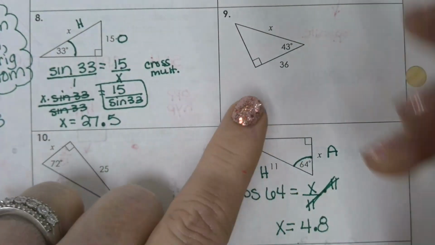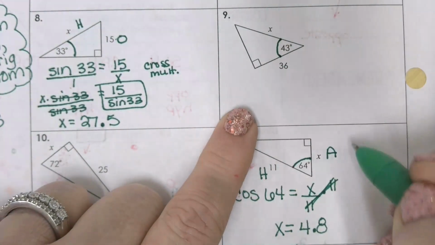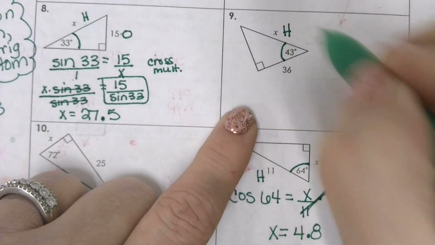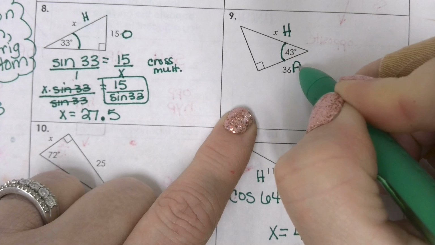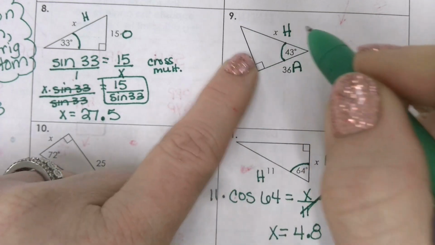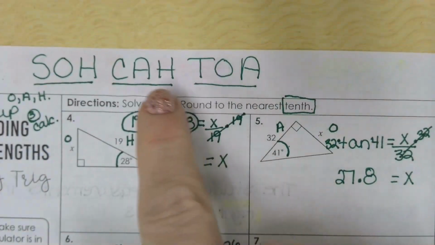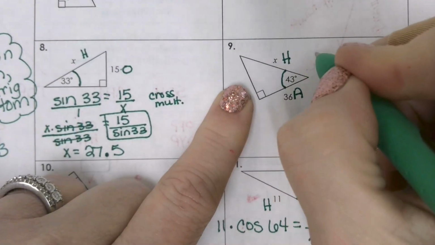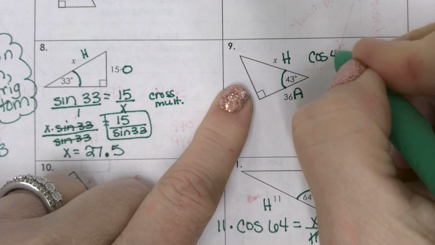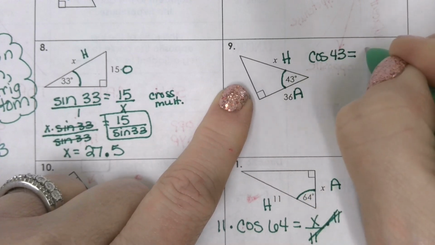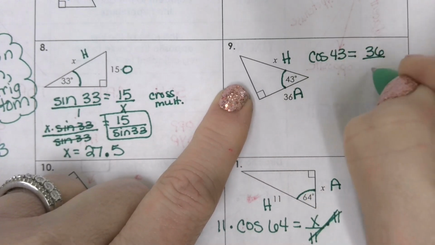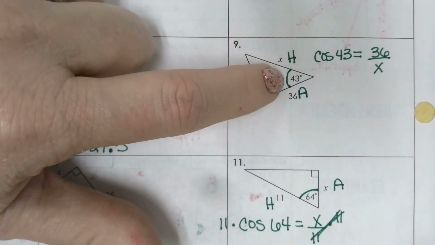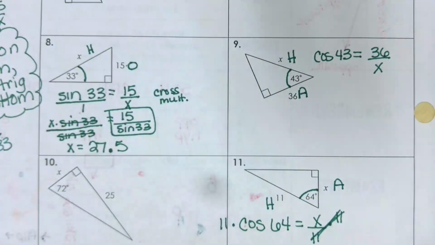All right, number 9. Do this one together. Here's my reference angle. So that means this is my hypotenuse. This is my adjacent because this would be opposite. All right, what uses A and H? Cosine. So we're going to write cosine 43 equals adjacent over hypotenuse.